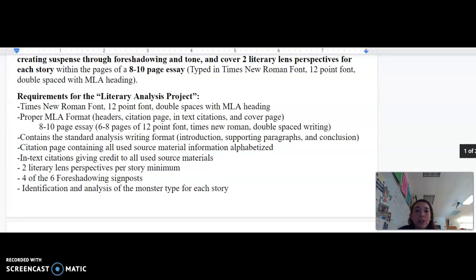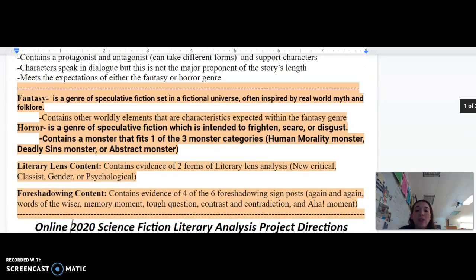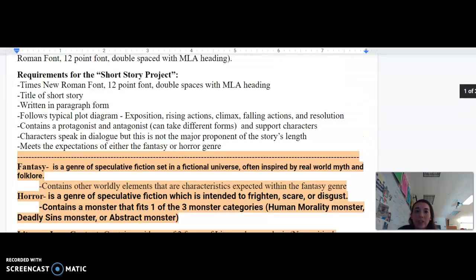Alrighty, so these are our 2 options for your project. I have highlighted in orange the essential content that is the same between both projects. So understanding what literary lens content would be and understanding what foreshadowing content would be, along with the monster types and the different genres. If you have any questions about this project, how to complete it, the expectations, please let me know.